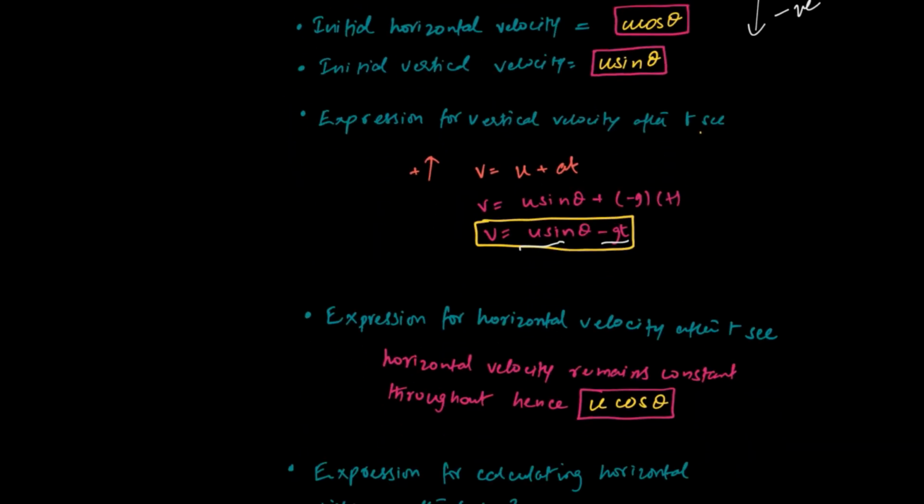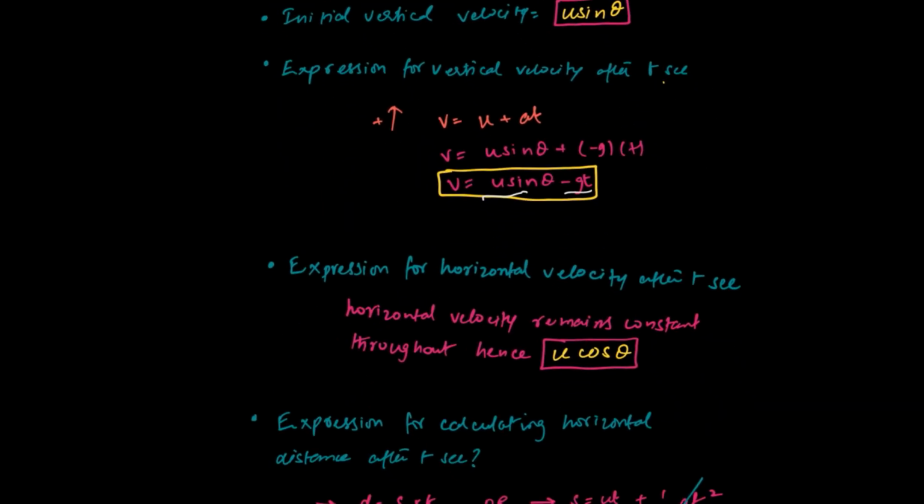Then moving on, it says expression for horizontal velocity after time t seconds. So the horizontal velocity remains constant throughout. So the only formula would be u cos theta, that is the initial velocity, because horizontal velocity remains unchanged.